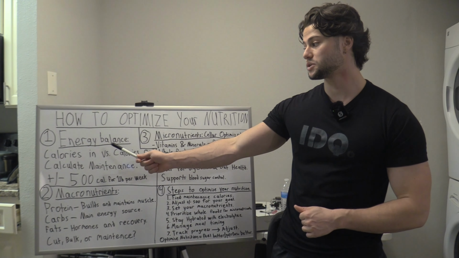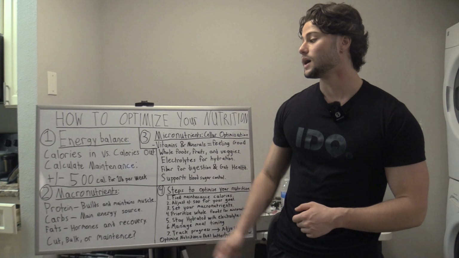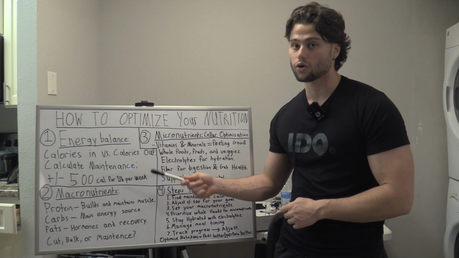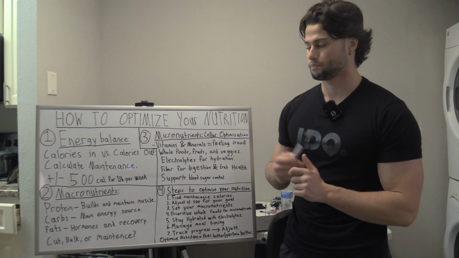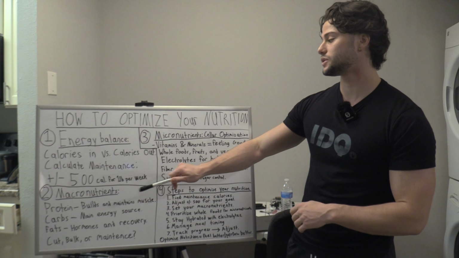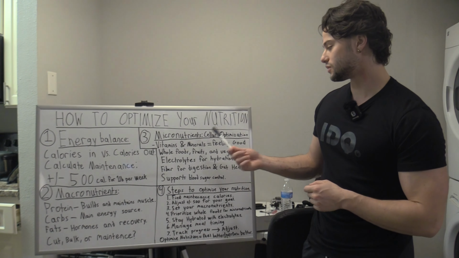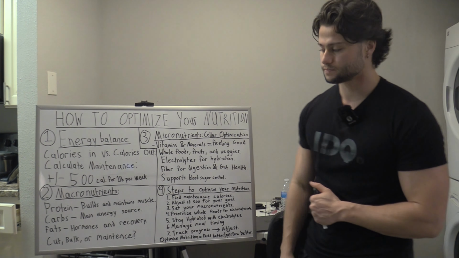So find your energy balance, calculate your maintenance calories, adjust them based on your goals, and then orient your protein, your carbs, and your fats within your calorie goal based on what you want to do and where you want to go with your weight. Then you break up your protein, your carbs, your fats with whole foods, healthy whole foods, fruits and vegetables to optimize your vitamins and minerals.